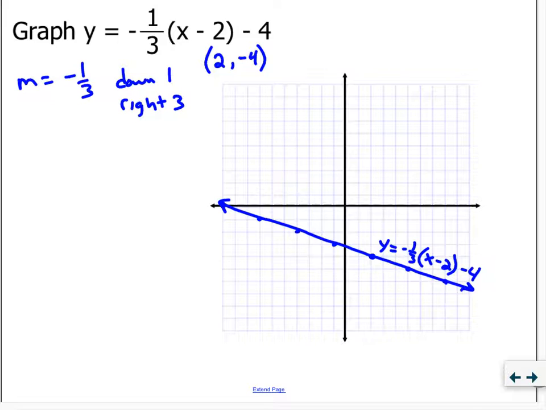So a couple things that are similar. I do my slope. I count my slope from a given point, whether it's the y-intercept or some other data value.